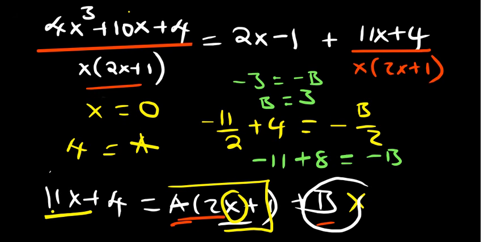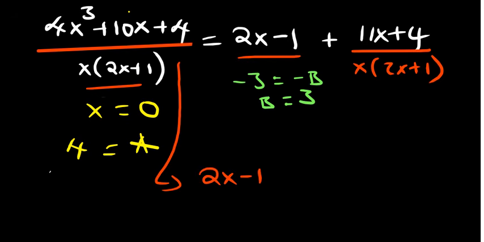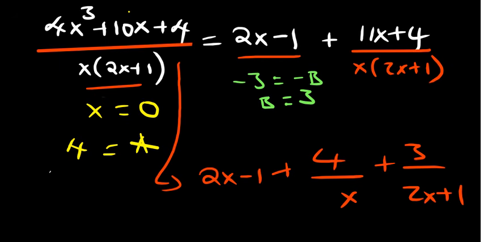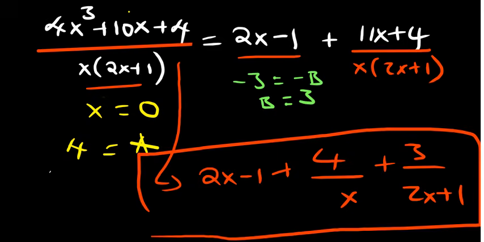Okay, so we found our value of b, we found our value of a. We can now plug in. So what we are saying is, moving that into its partial fractions, the first part that you have is 2x minus 1 plus, so that part we are saying is a, so 4 over x, plus our b is 3 over 2x plus 1. So you've resolved the question into its partial fractions, and that's how you go about it.